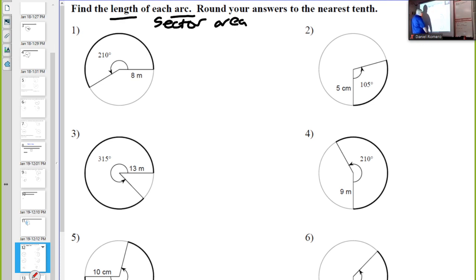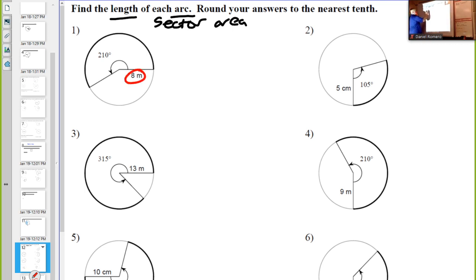Let's take advantage of this slide and let's do both. Let's find arc length and let's find sector area. So this first one, the arc length. What did I tell you to do first for arc length? Put a pi next to whatever they're giving you, whether it be radius or diameter. Most of these examples are radius, but that doesn't mean that on Delta Math they won't give you a diameter. So you got to be able to know both.